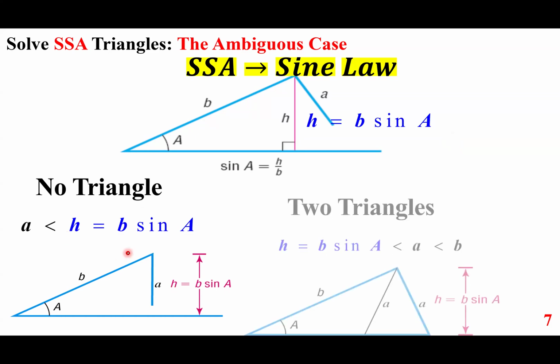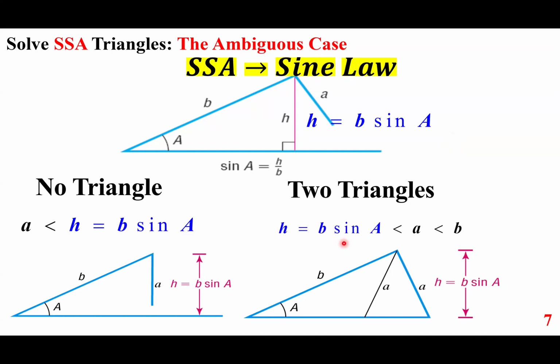No triangle. If H equals B sine A is less than A and A is less than B, then it creates two triangles. It creates the large one and this one. So there are two possibilities. That's why you may have no answer. You may have two answers, or in the previous page we had one. That's why it's called an ambiguous case.